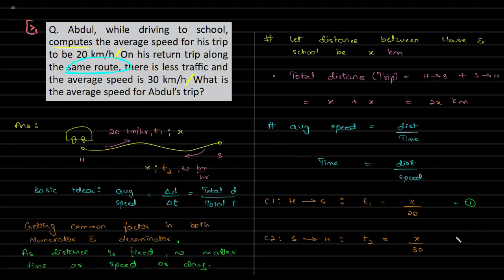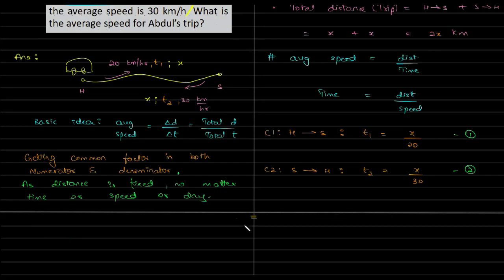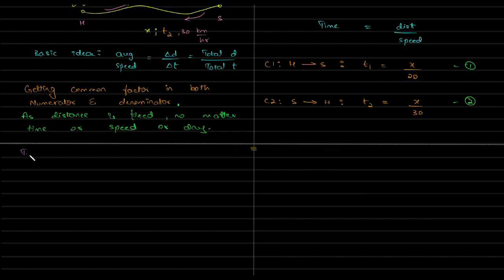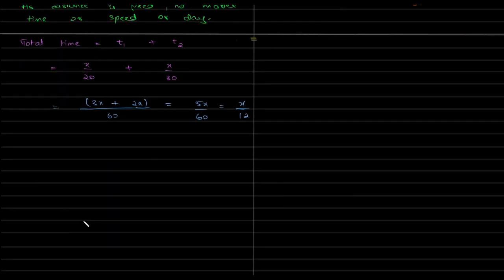So from 1 and 2, what do we have? The total time would be equal to t1 plus t2. So that would be x by 20 plus x by 30. The LCM is 60, so this would be 3x plus 2x. So this entire thing is 5x by 60, and this is x by 12. So we have total time x by 12 hours.